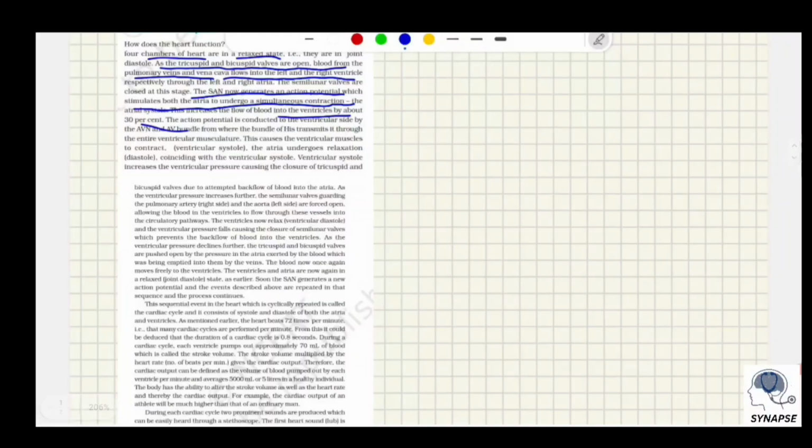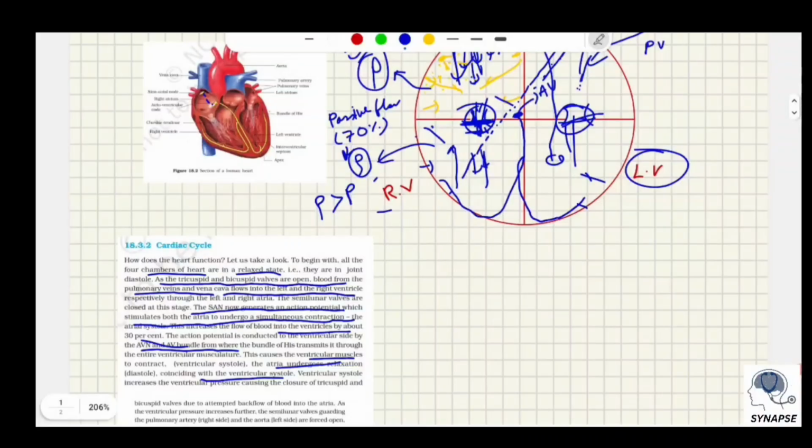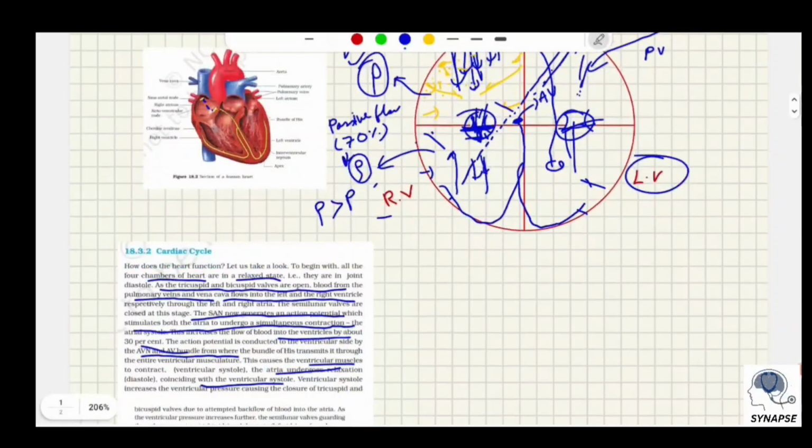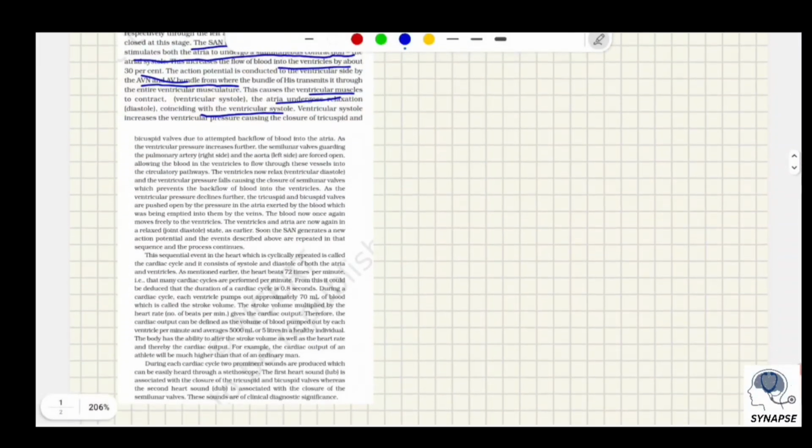The action potential is conducted by the AV node and AV bundle, where the bundle of His transmits it to the entire ventricular musculature, causing the ventricular muscles to contract. The atria undergo relaxation, coinciding with the end of atrial systole. So by the time the ventricle is undergoing systole, the atria is under diastole. The atria is relaxing because blood is flowing inside, and then the ventricles are contracting.